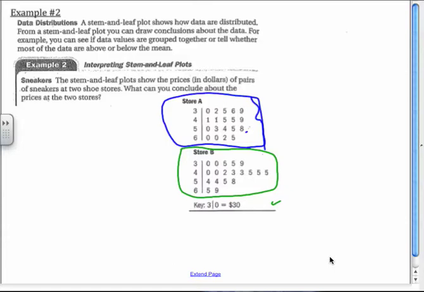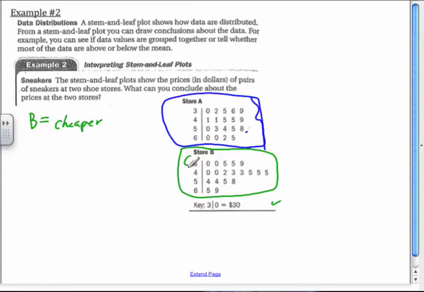Store B is cheaper. You think store B is cheaper? Yes. All right. So store B is cheaper. Some may say have a better value, whatever. And how did you know that, though, Edward? Just looking at it. Because most of them are 4s, and the other one there's 6s and 5s.